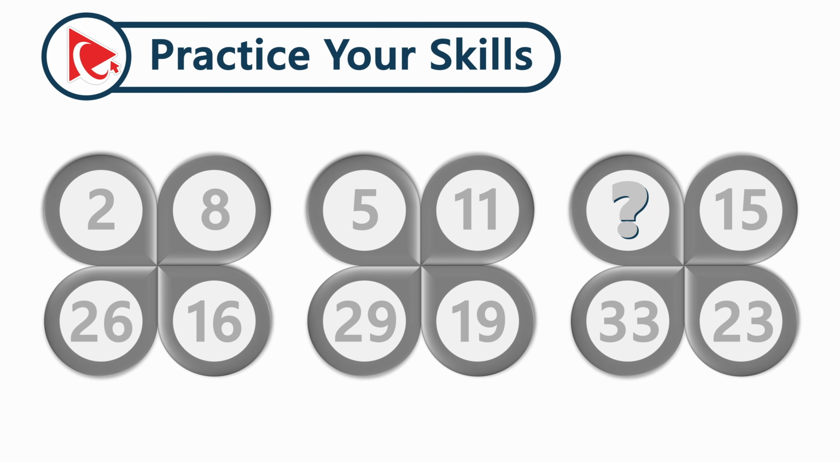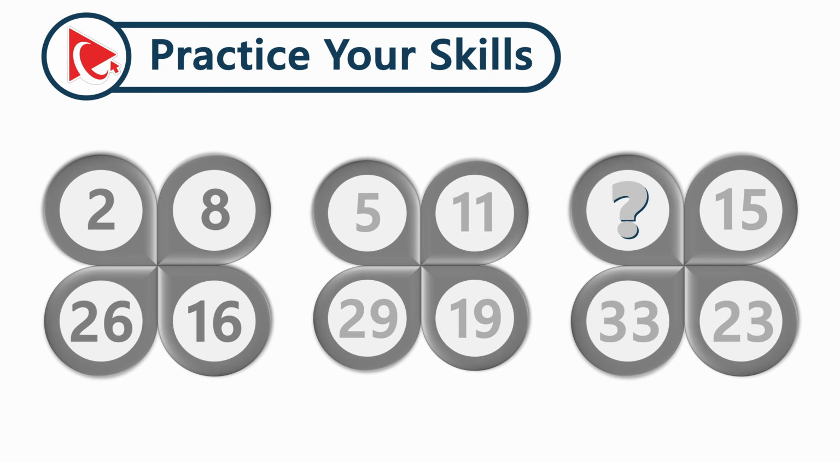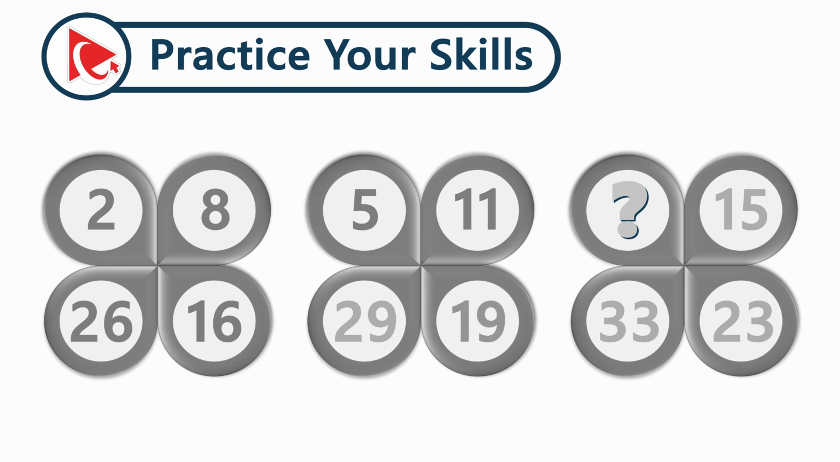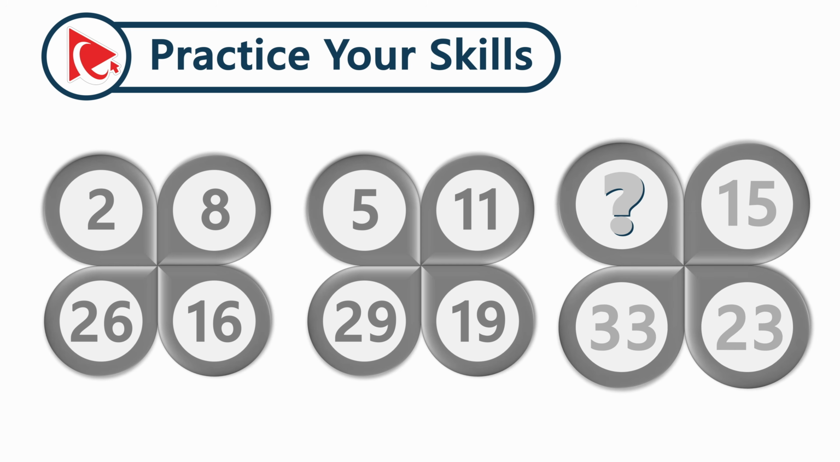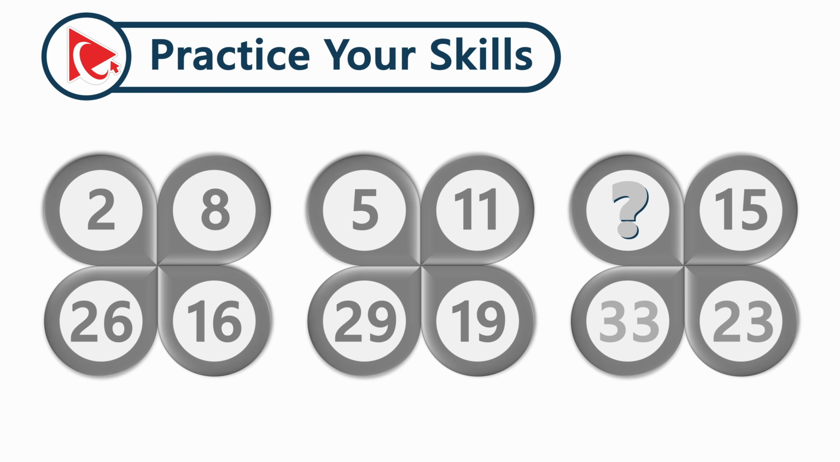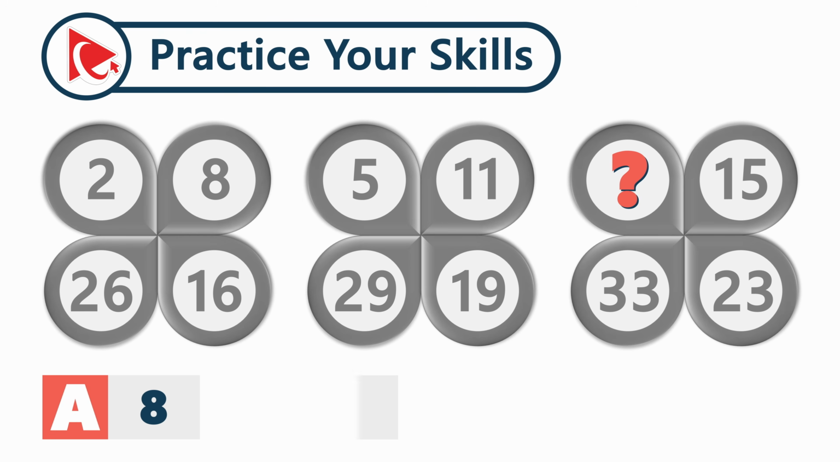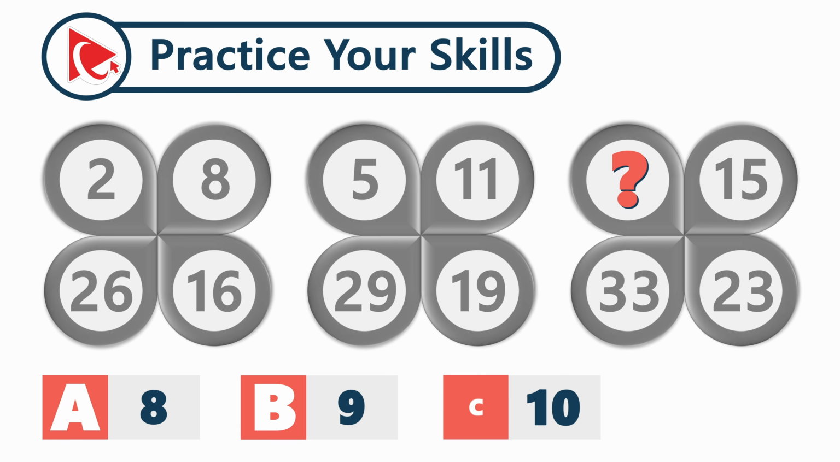The numbers in the shapes are 2, 8, 16, and 26. In the second shape the numbers are 5, 11, 19, and 29. And in the third shape the numbers are 15, 23, 33, and then comes the missing number, which you need to calculate and select out of 4 possible choices. Choice A, 8, choice B, 9, choice C, 10, and last but not least, choice D, 11.